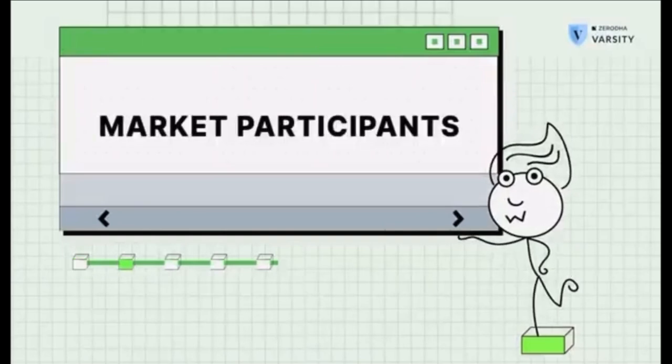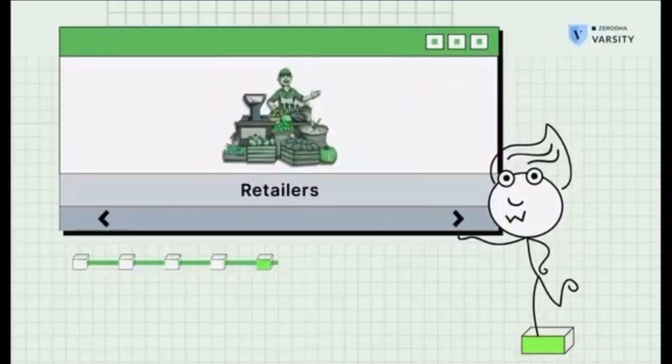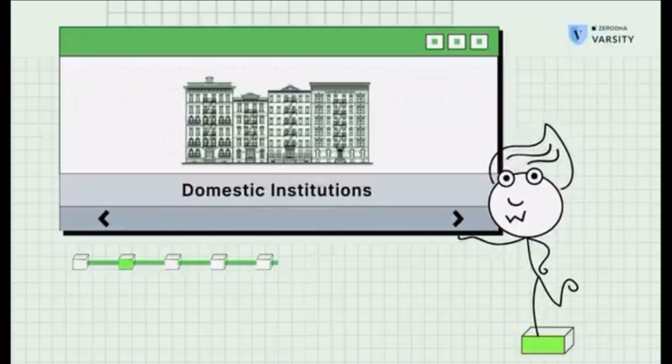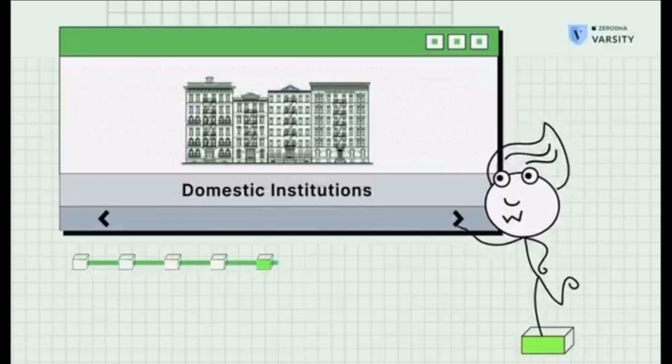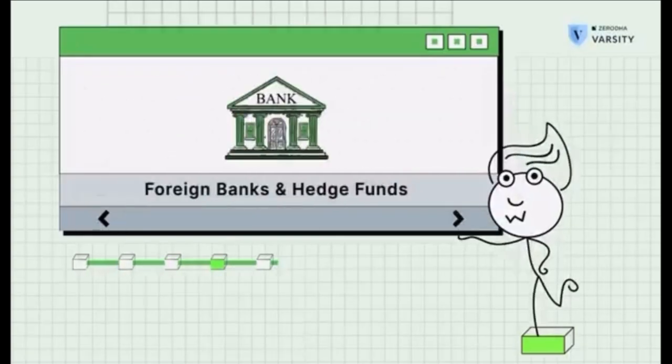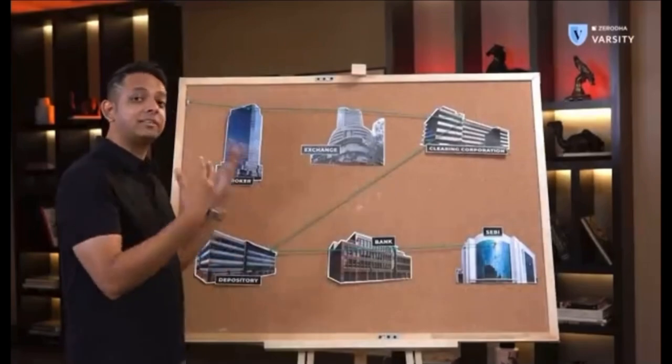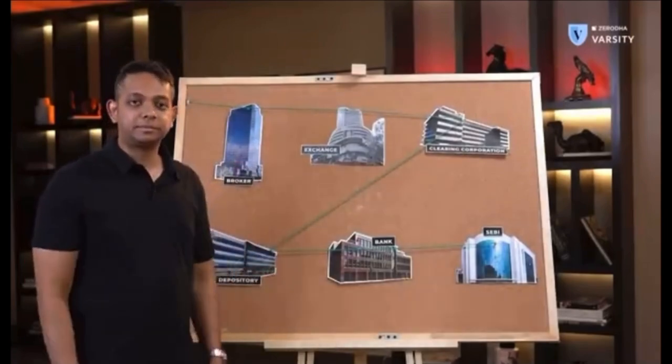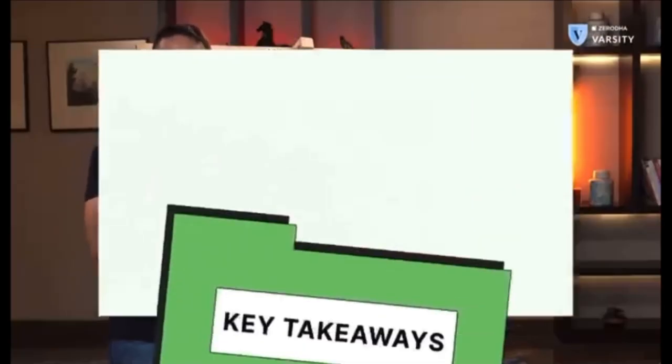The stock market participants include traders, retailers like you and me, and domestic institutional investors like mutual funds. There are also some other foreign entities like foreign investing institutions, foreign banks and hedge funds. They also form part of the ecosystem because they may place trades or investments within the capital market. And here are the key takeaways from this video.